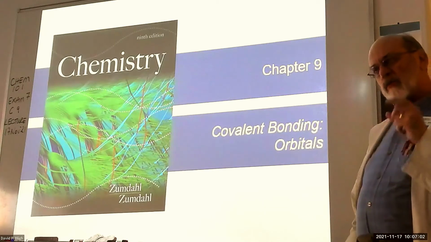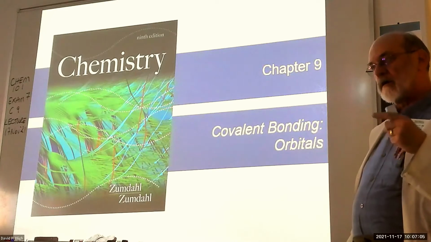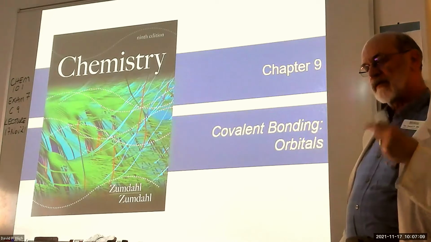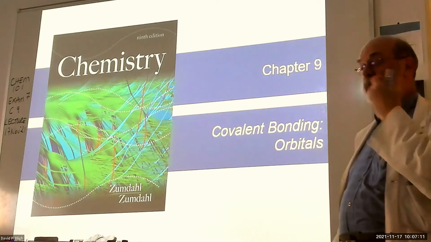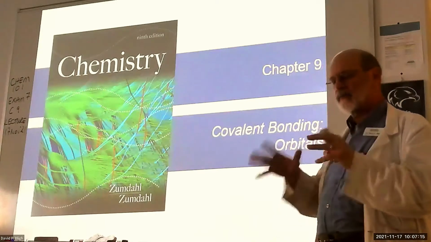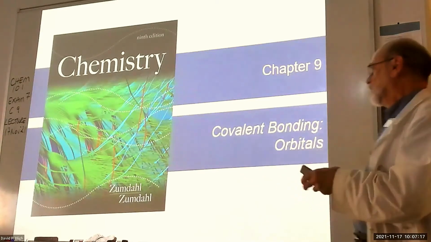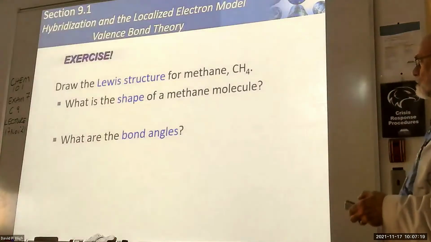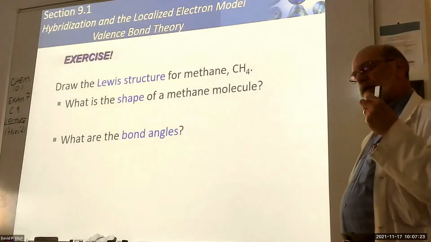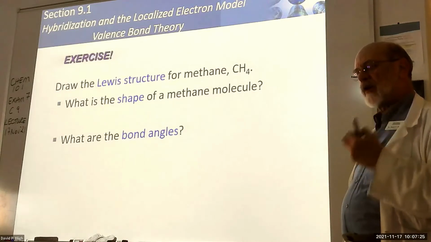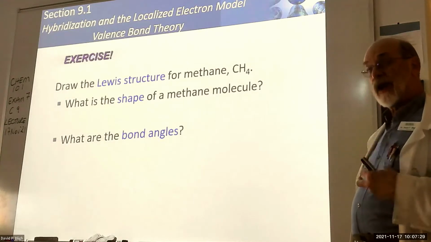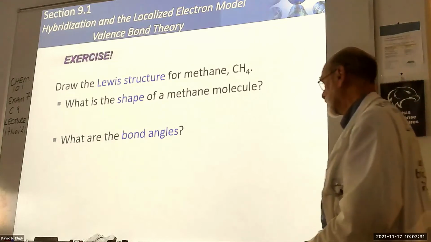So we're going to do one more tweak to the valence bond theory, valence bond model, localized electron model. And it has to do with explaining on the electronic level the geometry that we derive from the VSEPR model.